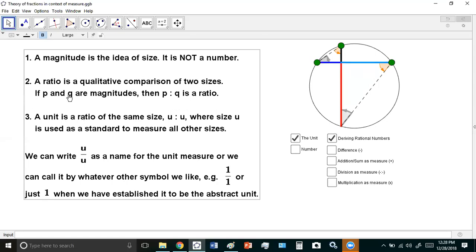Okay, so if P and Q are magnitudes, and now notice I wrote P and Q because I don't know what those sizes are in numbers. Then P colon Q is a ratio. It means the comparison of this magnitude, whether it's a distance or a mass or a volume, to Q. And because we're deriving numbers, we want these to be the same types of magnitudes. So we're not going to compare mass with distance, because in this case here it makes no sense, right? So that's all it means.